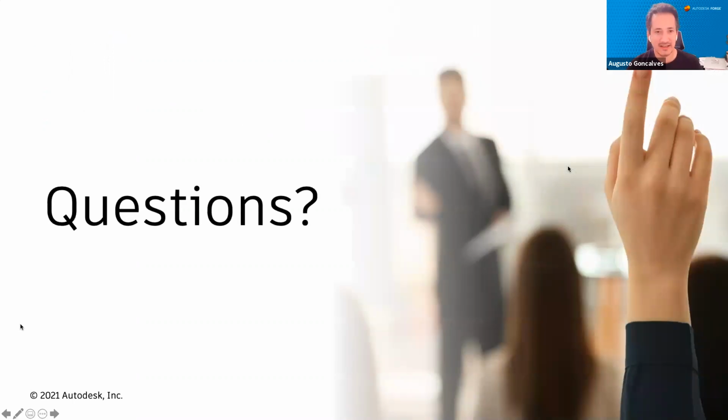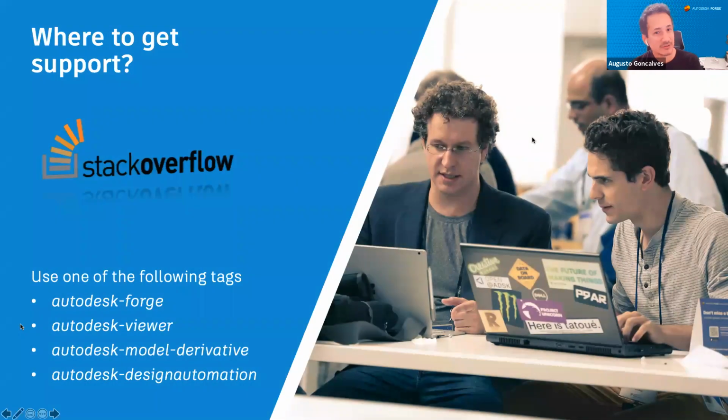Okay, any other questions? I saw a lot of questions on the Q&A and the chat, so thank you for participating. Hope it was helpful. You can still ask questions on Stack Overflow. Just use one of the tags we monitor. For design automation, the tag will be Autodesk-design automation. It's very simple. Just post your question there and we're going to answer very quickly.